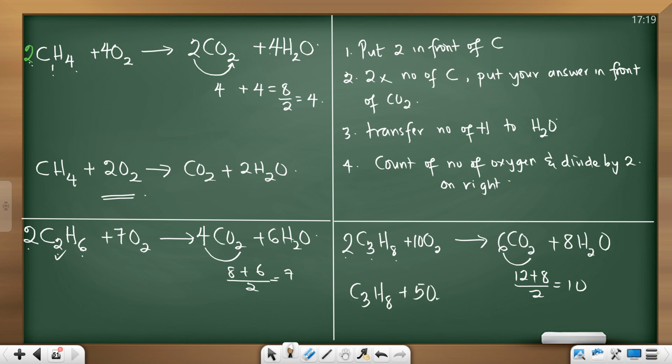C3H8 plus 5O2 gives 3CO2 plus 4H2O. I don't know if this makes sense. Let's see. Do you think you got it? Do you think you got this? Otherwise, balance your own way. Let's do two more together. I'm running, guys. I'm running.